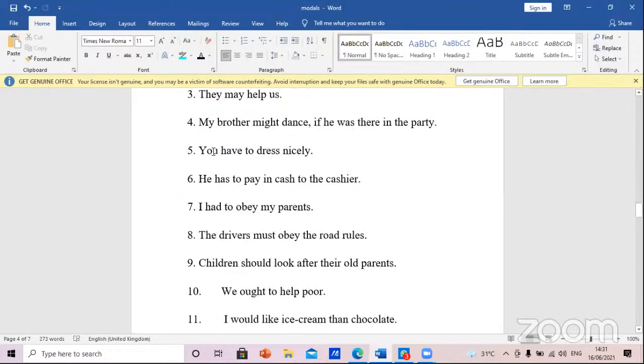Then with you we use have to, because you is plural, so we use a plural verb. You have. But here he is singular.